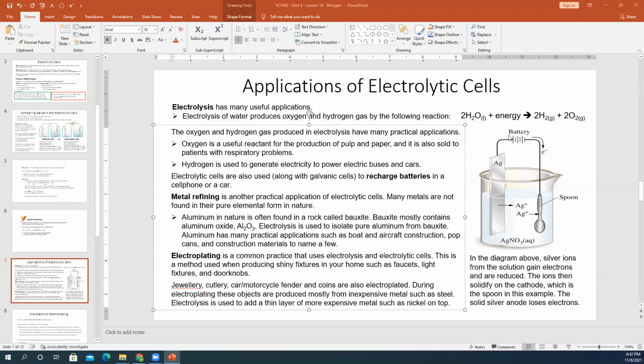So here's a diagram that shows, for example, silver plating of a spoon. Silver ions from this solution gain electrons and are reduced, and then the ions solidify on the cathode, which is the spoon. And then the solid silver anode loses its electrons. So that's how you get transfer of silver ions onto the cathode, which is the spoon. And notice that this is an electrolytic cell and it has the presence of a battery.